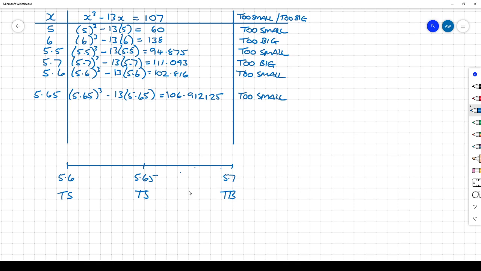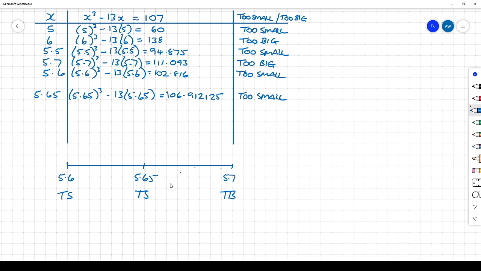Now what that tells me is that if I carried on forever, because if you think about it, the problem with trial and improvement is, where do you stop? Do you go to 2 decimal places, 3 decimal places, 4, 5, 6? You could go on forever, couldn't you? To get closer and closer to 107. We're nearly there with 2 decimal places, but it's not quite 107 yet. And that's why they ask you in the exam just to give an answer to 1 decimal place. Otherwise you could be there forever.